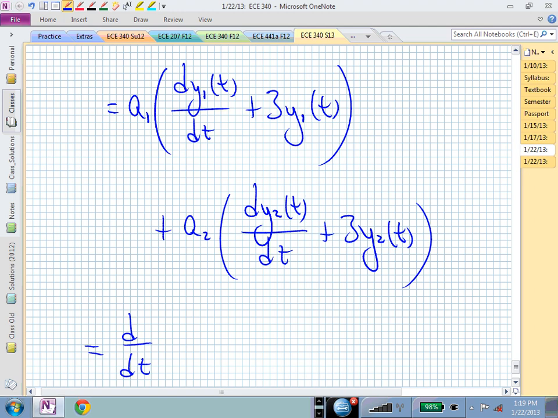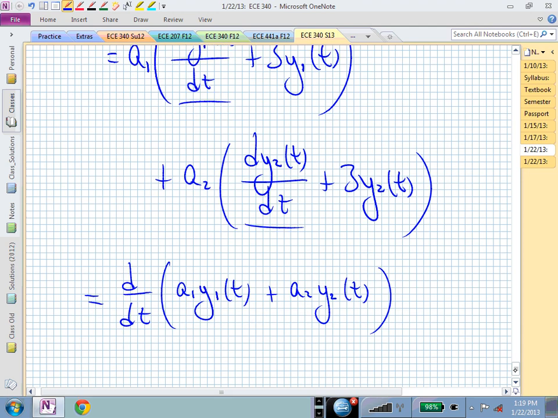And a1 and a2 are just fixed numbers. It can slide in and out of that derivative. So this is now an a1 y1 of t. That pulls off this piece. And it's also a plus a sub 2 y sub 2 of t. That pulls off this piece. Is that okay? But what is that in parentheses? This is just y bar of t.